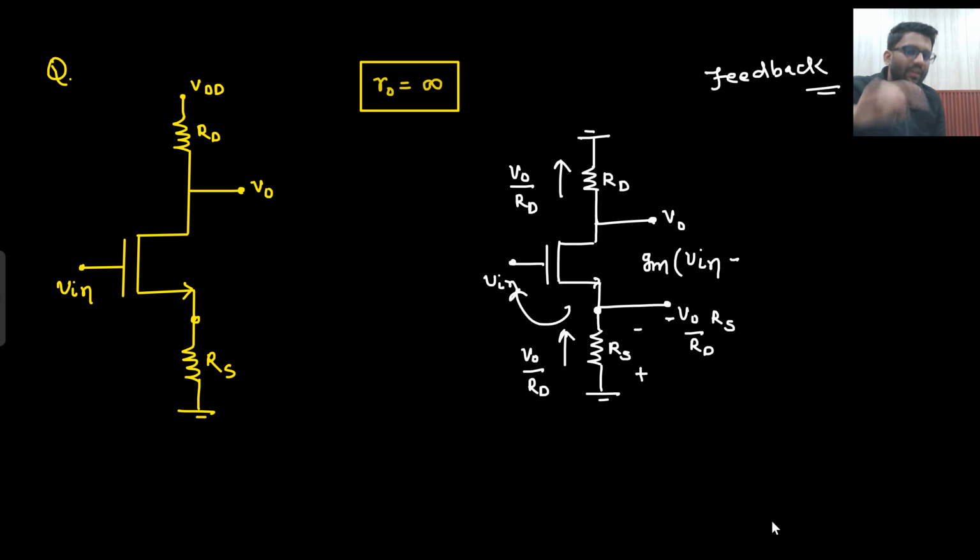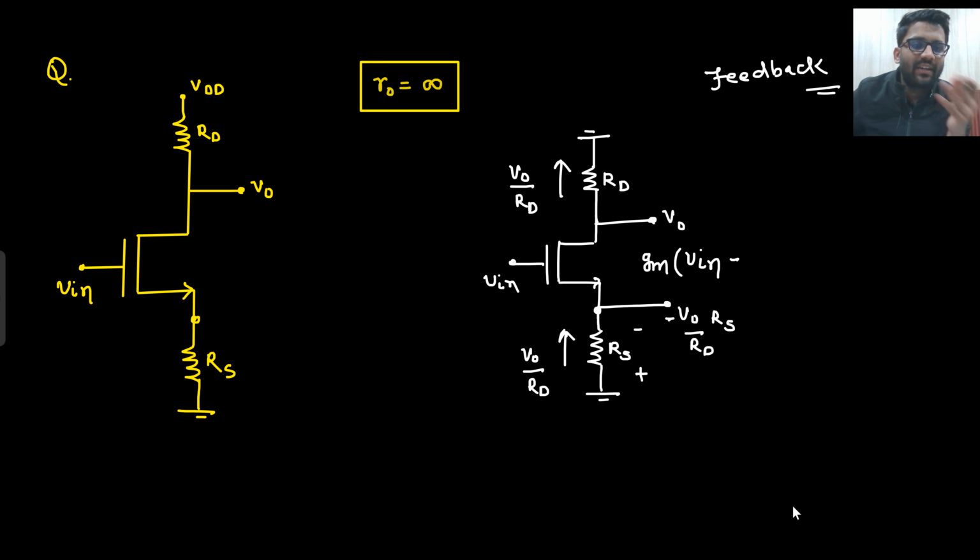That will be mixed with the input. If you did not study feedback topology and you are not able to understand what I am saying, then you can ignore this part. Our target is to find V0 by V in, but I am telling this only for the students who have studied it, because this is a very confusing example for a lot of students.